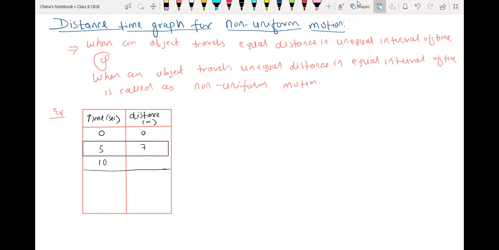Then 5, 10, then 15, I'm taking 20. After 15 we had 20, and at 20 we are taking 30, and at 25 we are taking 41, like this. Okay, so this is the data we had to draw on graph. So I'm taking graph now.